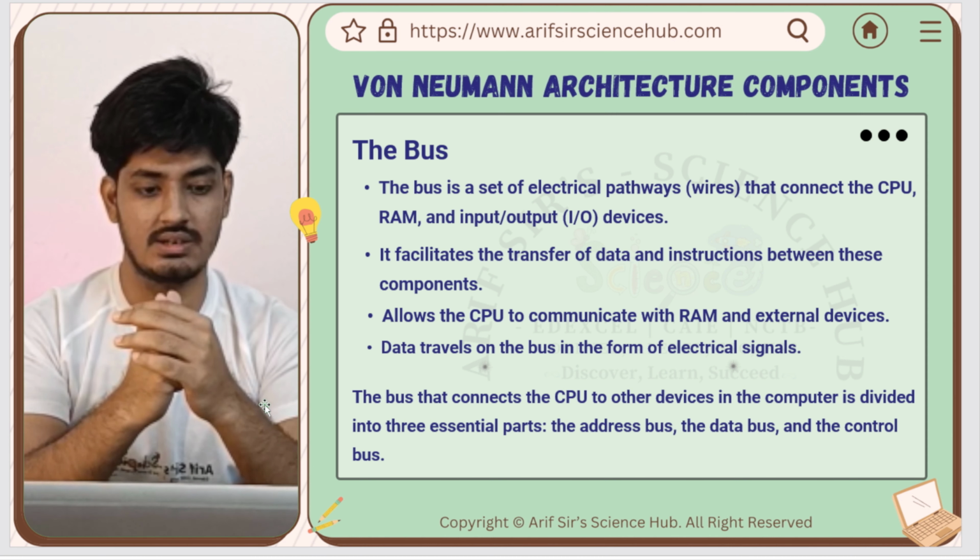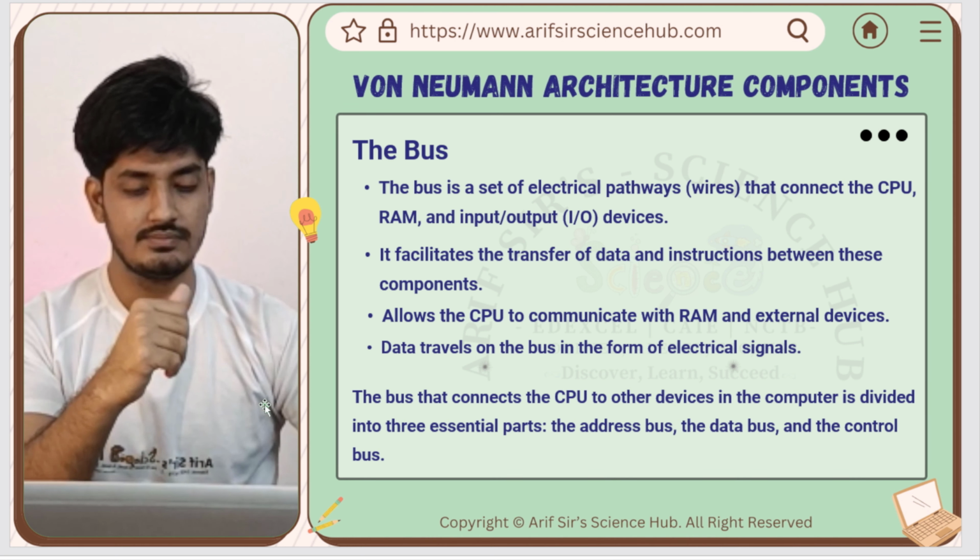The bus that connects the CPU to other devices in the computer is divided into three essential parts. We have three different types of buses: the address bus, the data bus, and the control bus. Each bus has its own purpose, so they work differently. We'll see which bus works and how they work.